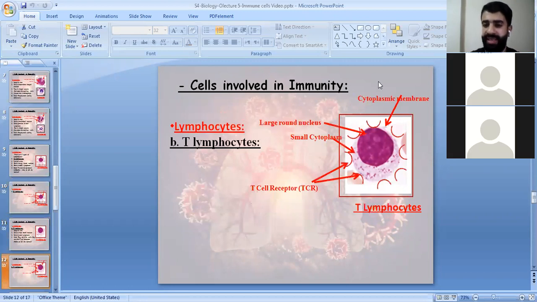This is the labeling. This is the cytoplasmic membrane. This is the large rounded nucleus. This is the small cytoplasm. And here are the T cell receptors. Receptors, the ones that receive. It receives the non-self, attaches to it, and kills it. So they are called TCR, T for T cell receptor.